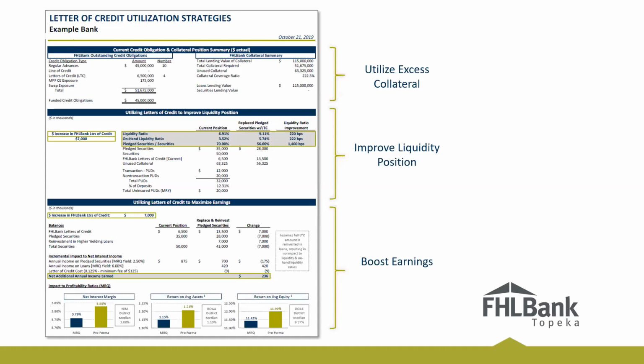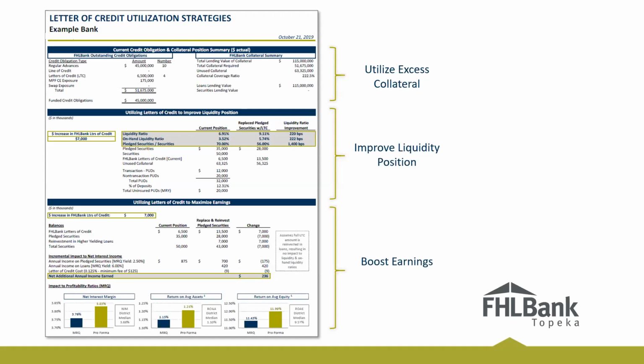And so we've talked a lot about improving liquidity and earnings by using the letter of credit instead of pledging securities, but now let's take a look at a tool that we developed and how it works. So this is our letter of credit utilization strategy tool, and it's highly customizable. If you would like to see the numbers relevant to your institution, please reach out to your regional account manager or Derek or myself, and our contact information is at the end of the slide.